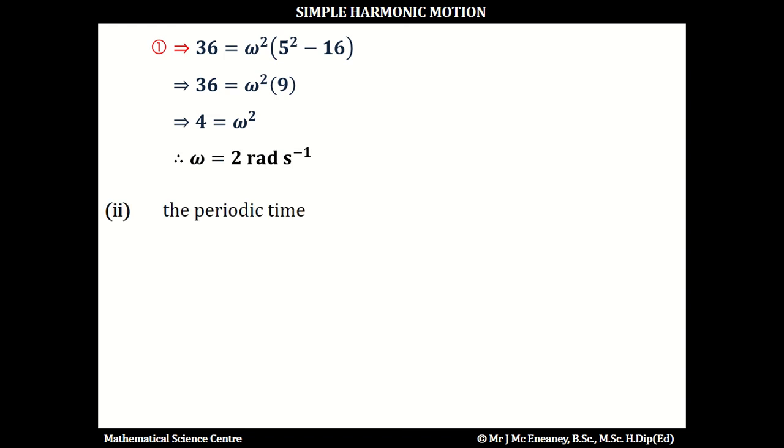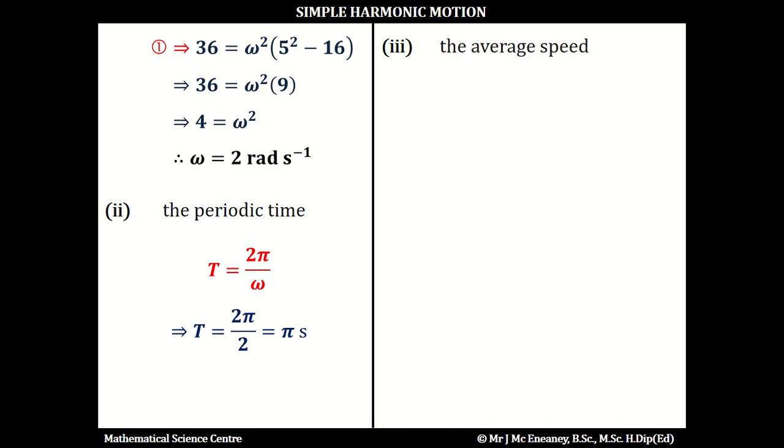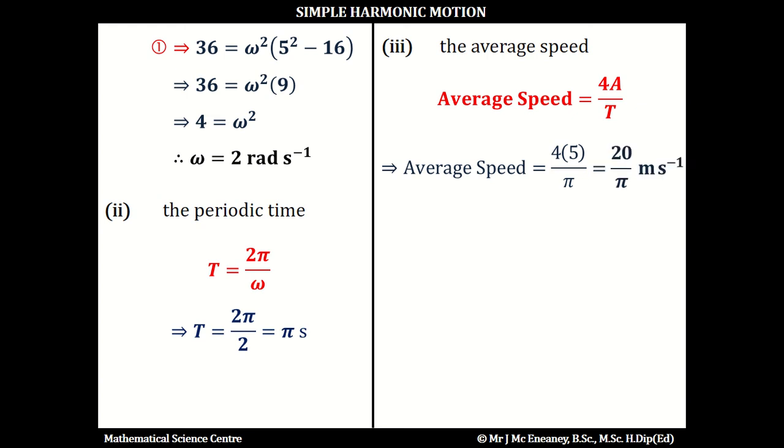Now in part 2, we're asked to find the periodic time. So T equals 2 pi over omega. So T is going to be 2 pi over 2, and that simplifies to pi seconds. In part 3, we want to calculate the average speed. The average speed is the total distance over the total time. The total time is the periodic time, and the distance is 4A. So this is 4 times 5 all over pi, which works out as 20 over pi meters per second.